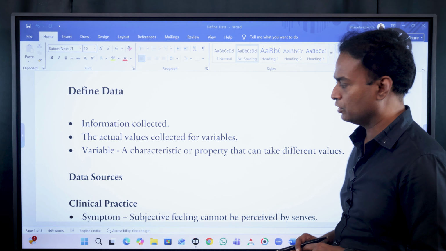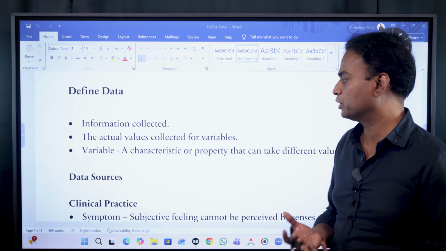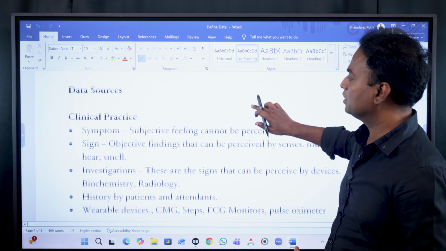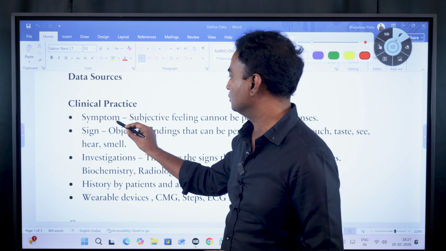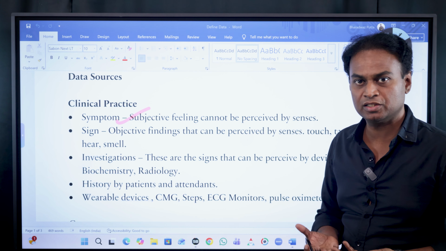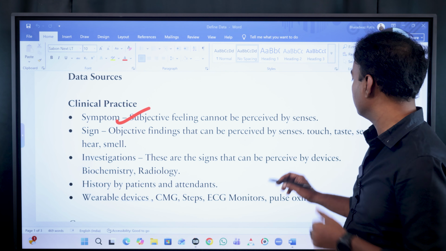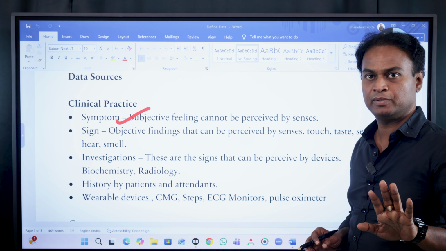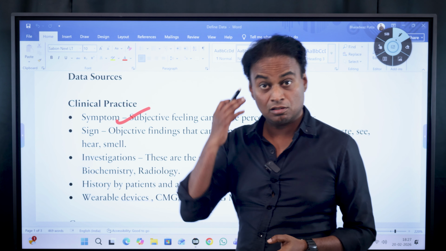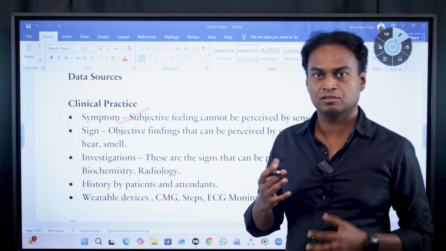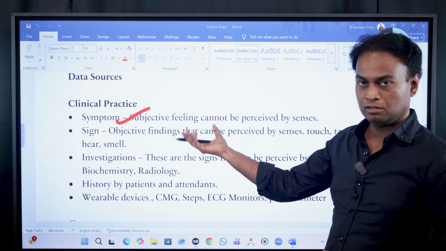The next important thing we are going to discuss here is source of data. In the medical field, how do you get the data? First one is clinical practice. In clinical practice, how do you get the data? First one is symptom. Symptom is a subjective feeling told by the patient. And second is sign. Sign is an objective finding that can be perceived by touch, palpation, taste, gustation, sight, vision, hearing, auscultation, smell, olfaction. By using all these senses, a doctor can get the data.